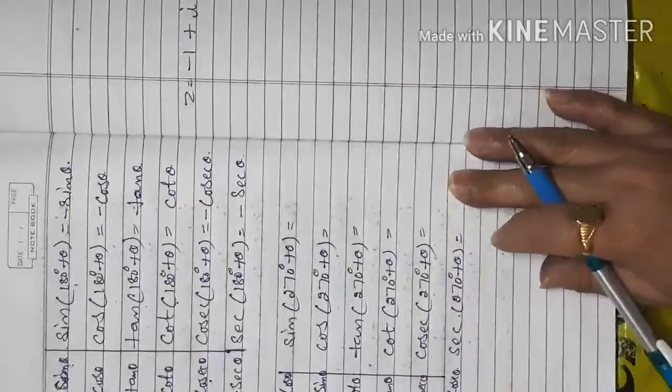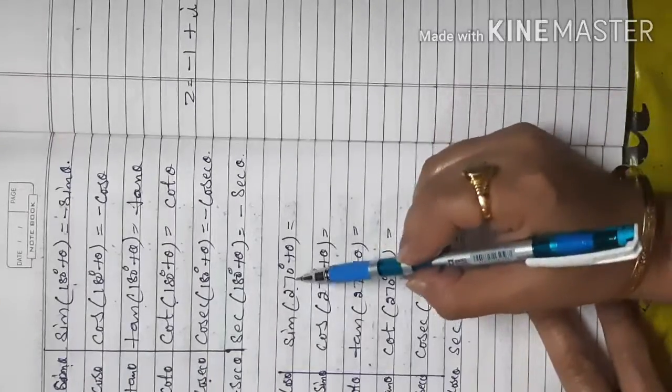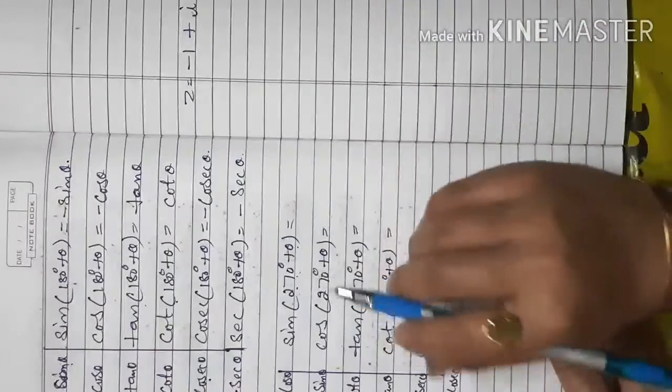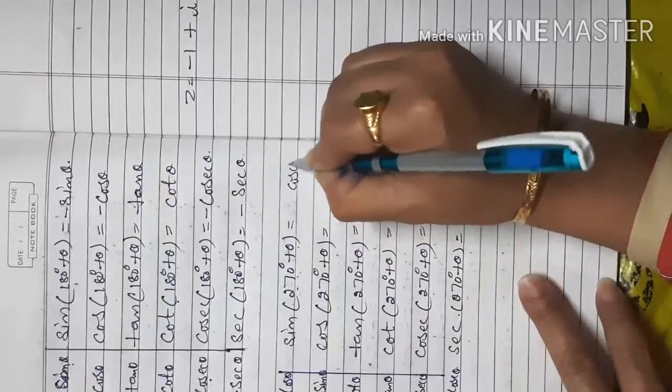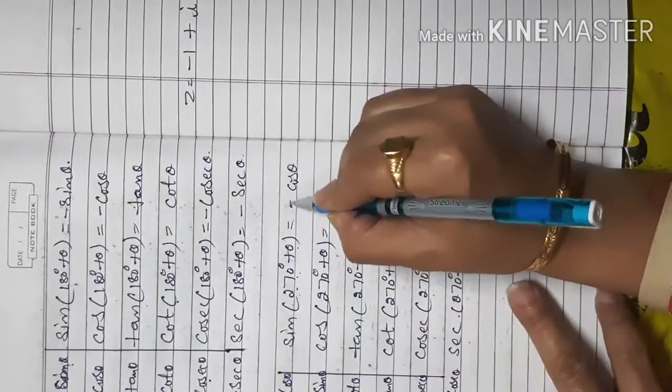So now 270 plus theta. 270 plus theta means now we are moving to the fourth quadrant. With 270 plus, the trigonometric term will be changed, so sin theta changes to cos theta. But in the fourth quadrant, sin theta is negative, so it will be negative.